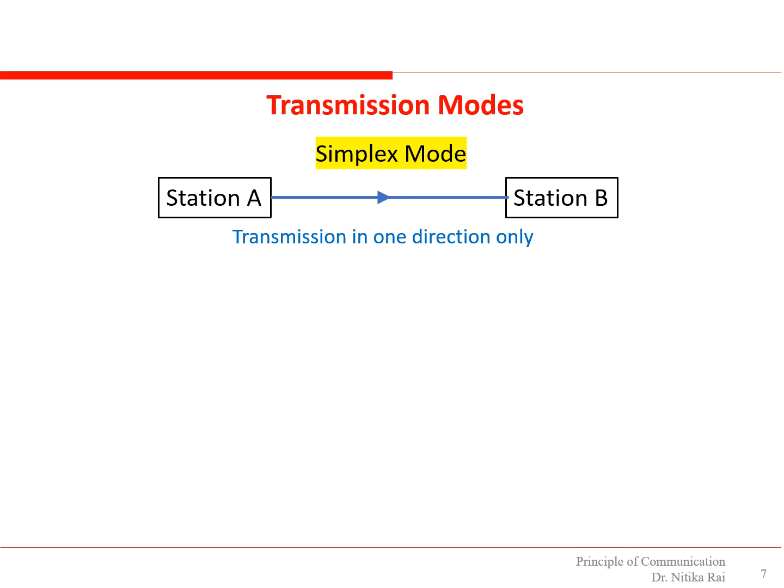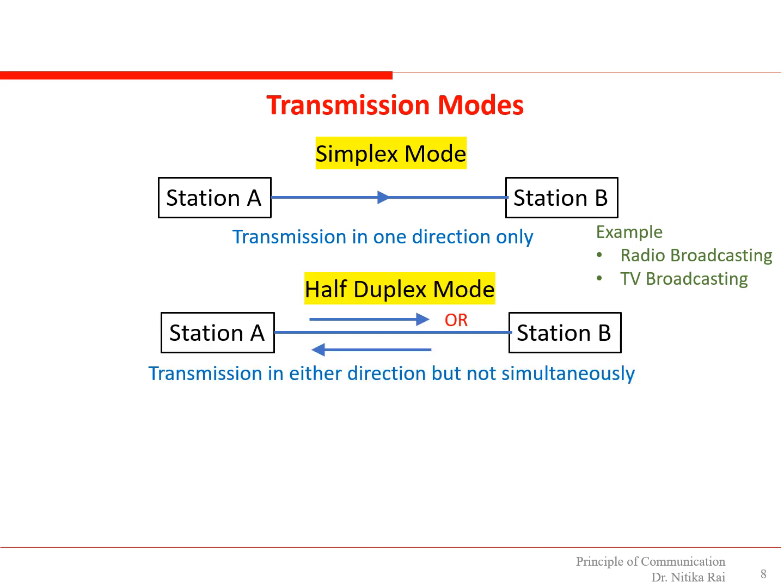Common examples include radio and television broadcasting systems. In case of half duplex mode, transmission is allowed in either direction but one at a time. If station A is transmitting, B is receiving. But at any other time, B can transmit and A can receive. That is, both stations have the capability to transmit as well as receive, but not simultaneously. The most popular example here is a walkie-talkie.